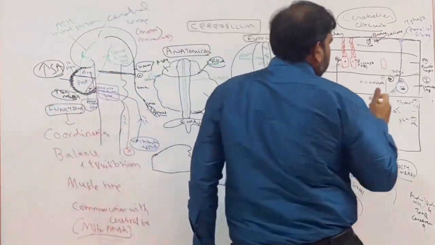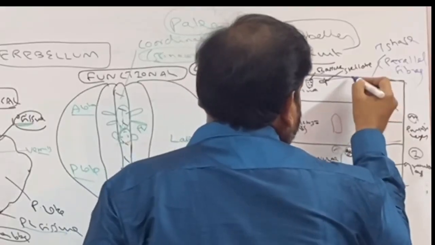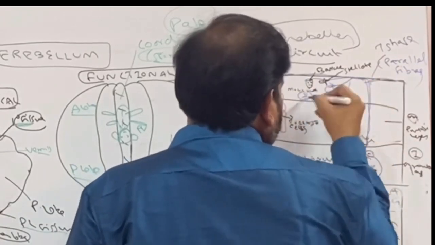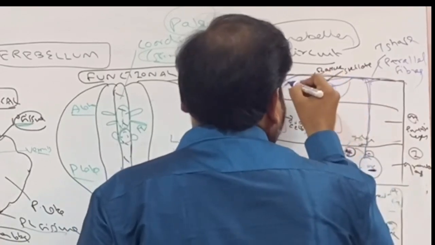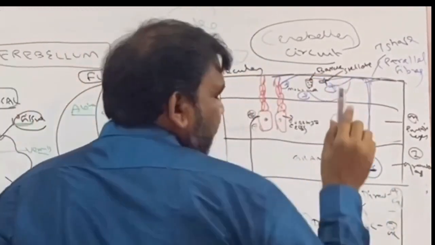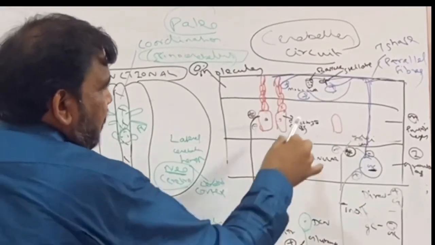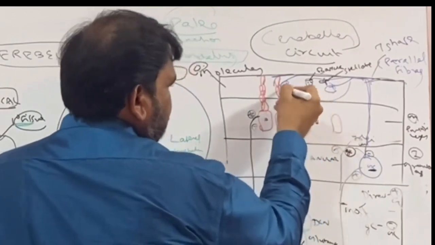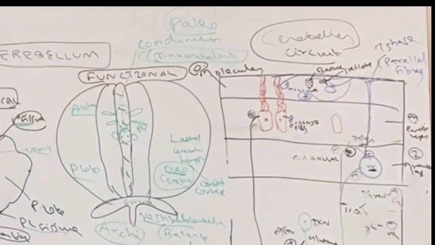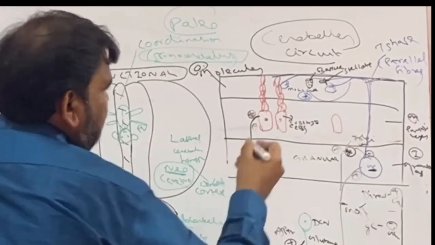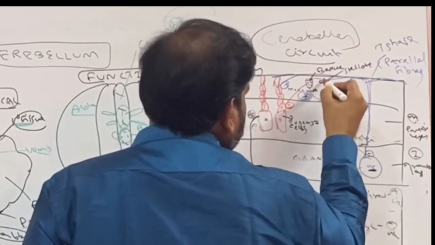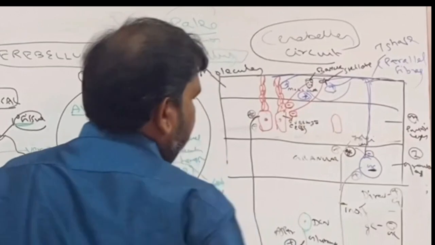Now what these parallel fibers do is, just concentrate, plus it stimulates the stellate cells, plus it stimulates the basket cells, plus it stimulates the Purkinje cell. Granular cells stimulate the stellate cells, stimulate the basket cells, and stimulate the Purkinje cells. Now, what is this doing? The basket cells inhibit the Purkinje cell, stellate cell inhibit the Purkinje cell.